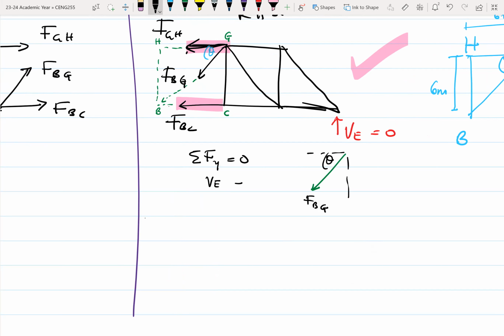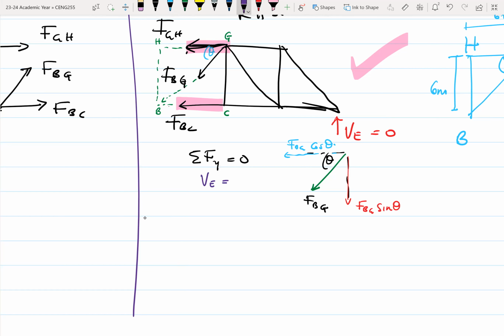So the vertical component of FBG becomes FBG sine theta, since our angle is adjacent to the horizontal, so it becomes sine theta. And then the horizontal component becomes FBG cos theta. This much I think we should be able to decipher.